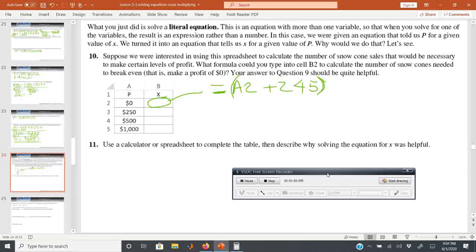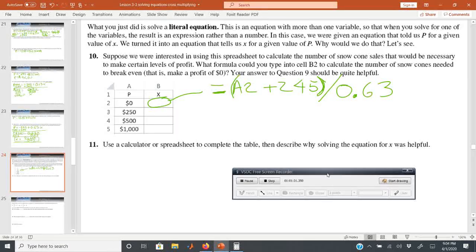So I'm not going to write it in here because I don't have room. We would write equals. We want this cell to equal P, which is A2, plus 245, and Excel doesn't have two different lines. You have to write it all on the same line, divided by 0.63.